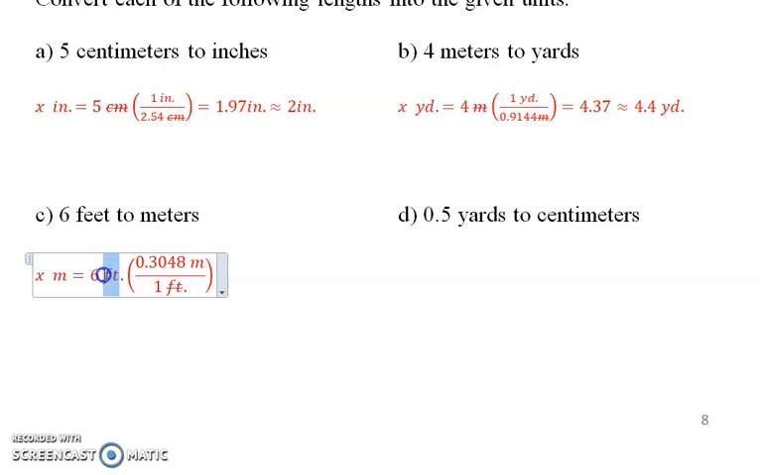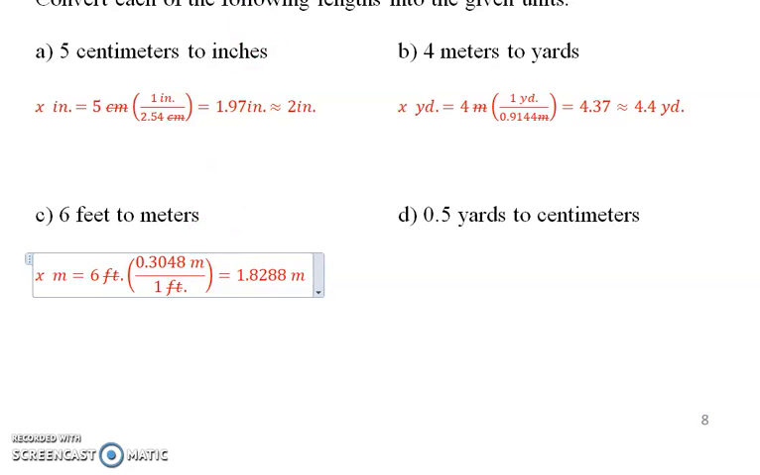Feet are going to divide, so we can put a line through the feet. That shows the unit analysis that we're going to remove the feet. So we multiply our conversion factor, 0.3048, by 6, and we get 1.8288 meters.